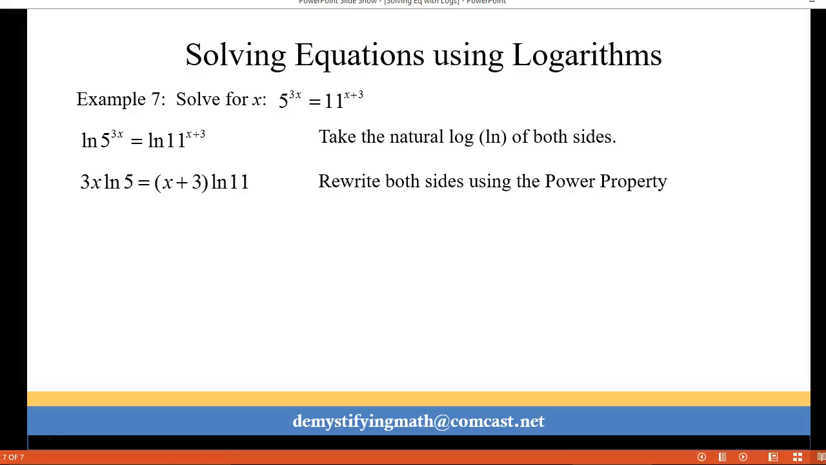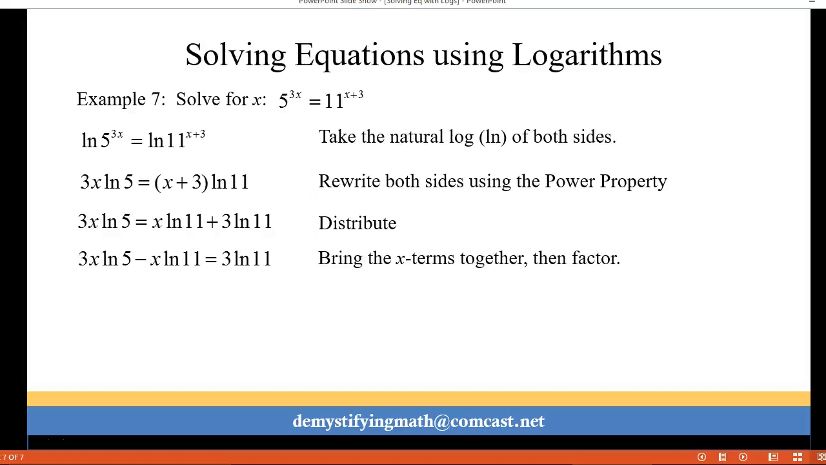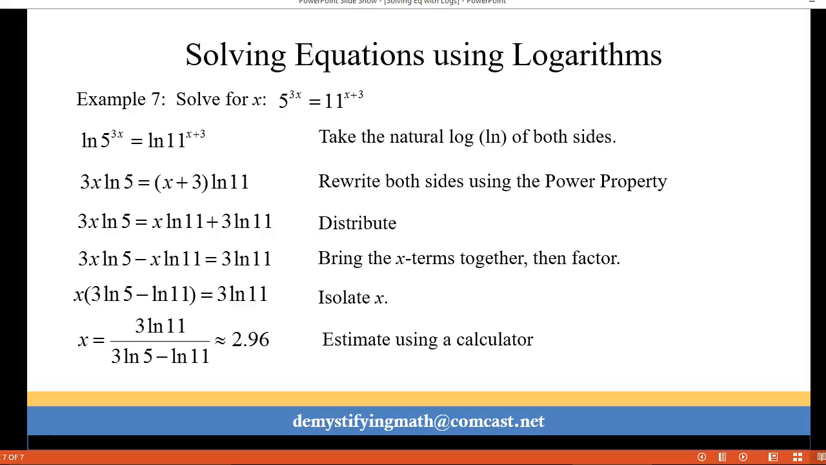So we're going to use our power property again. So we have 3x times log 5 equals x plus 3 times log 11, and distribute. Now we want to bring the x terms to one side, so we're going to subtract the x log 11 and then factor out the x. Then divide. And estimate using your calculator, and I got 2.96. And then check your work, and you should get 2 equivalent answers.